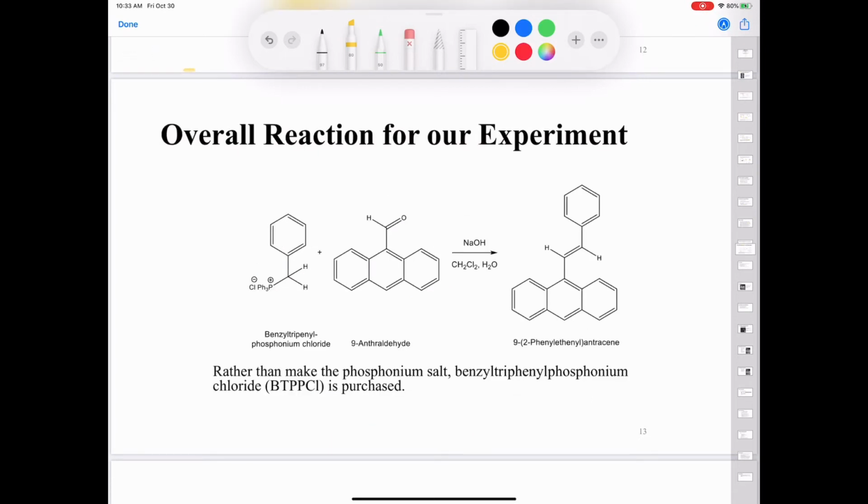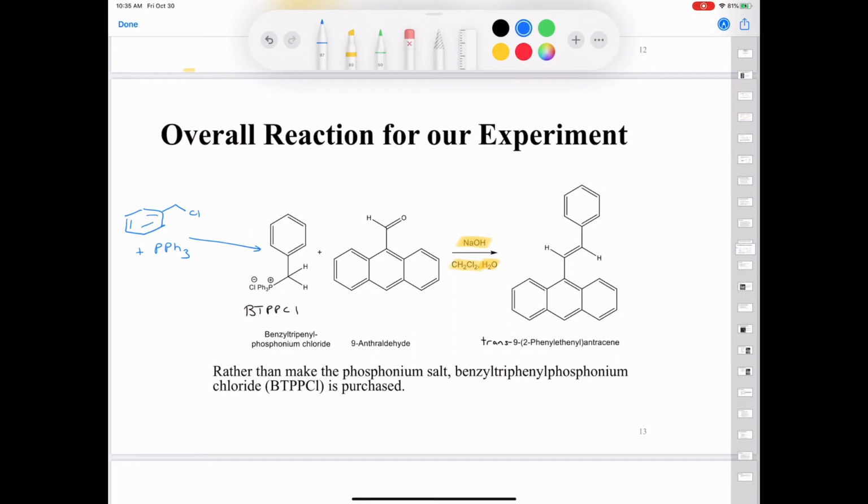Here's the overall reaction of our experiment. We're taking our benzyl triphenylphosphonium chloride. We're combining it with the aldehyde, 9-anthraldehyde, in aqueous sodium hydroxide and methylene chloride. We're going to stir it really well, and we end up with our product, which is the trans product. Rather than make the phosphonium salt, and I have the synthesis outlined here in blue, which is just the combination of benzyl chloride and triphenylphosphine, the benzyl triphenylphosphonium chloride is purchased.